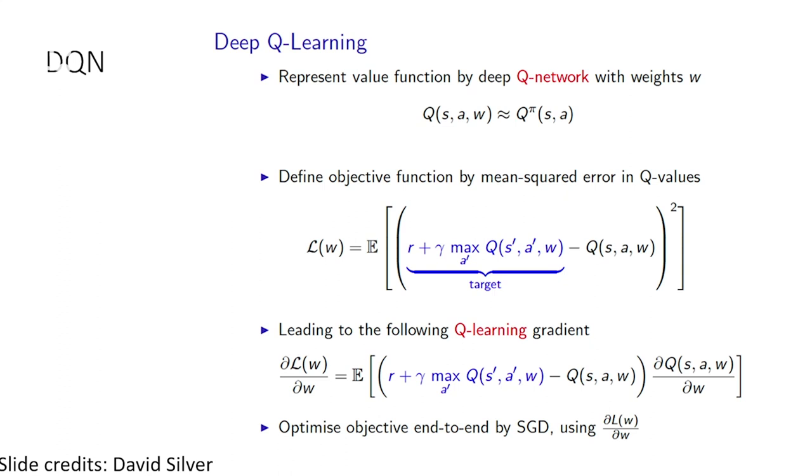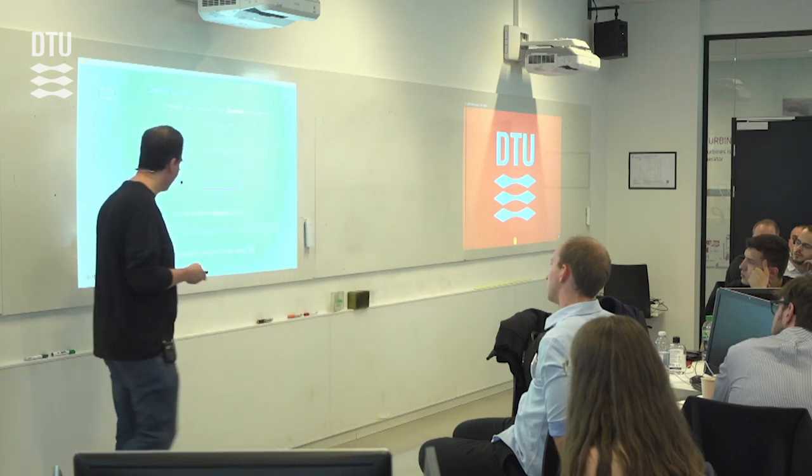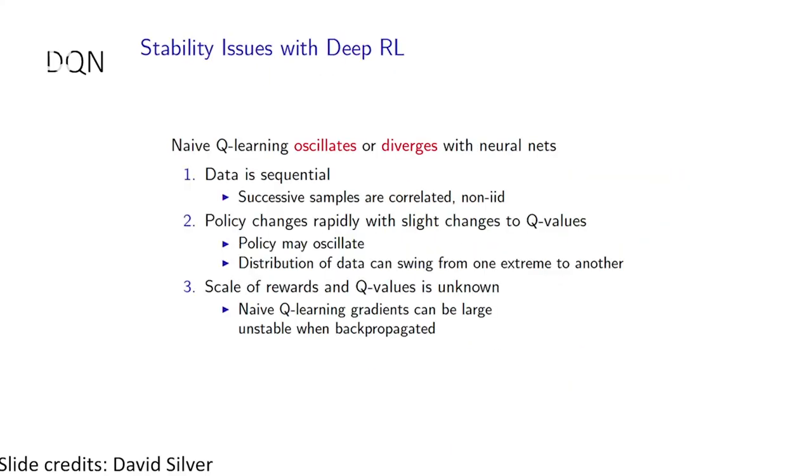So you have this Q function, and you have the target, which is the reward plus gamma times the maximum of the target Q. That leads to the following Q learning algorithm, known, I think, from at least the early 90s. The derivative of the loss function is simply the derivative of the Q times what's written here. This is just deriving. You can optimize using stochastic gradient descent, have a complex network, and everybody's happy.